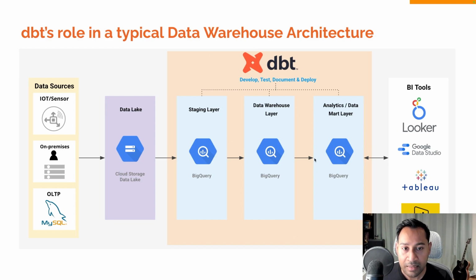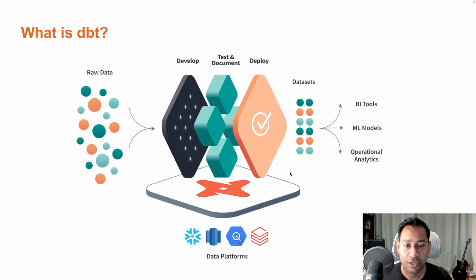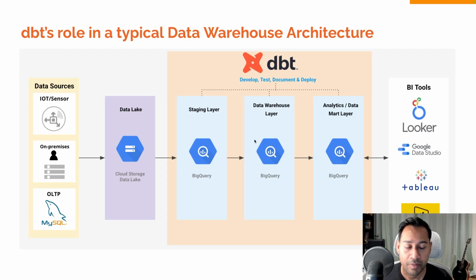Now, dbt basically sits on top of this. So if we could quickly go back to this slide here, it is basically this here, right? You have the raw data, you have the BI tools, ML models, whatever. They're coming and consuming the stuff that we've built here in our data warehouse, correct? So this is how dbt comes into play.